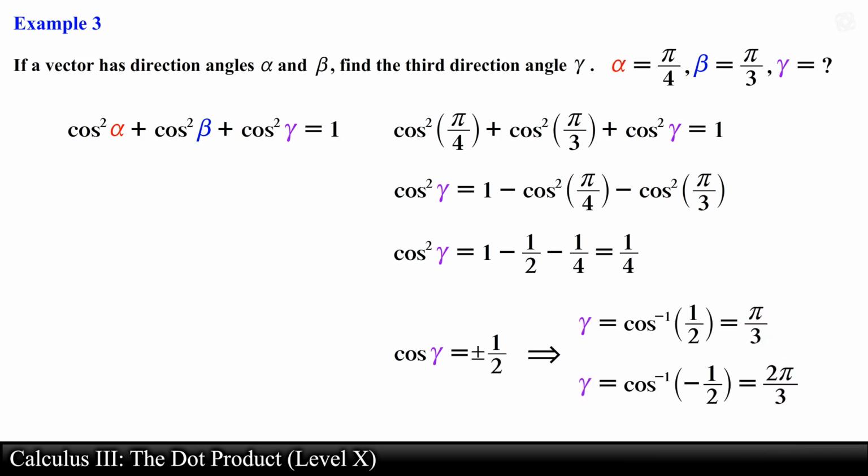Alright, in our next video, we will go over our last application of the dot product and find the work done by constant forces.